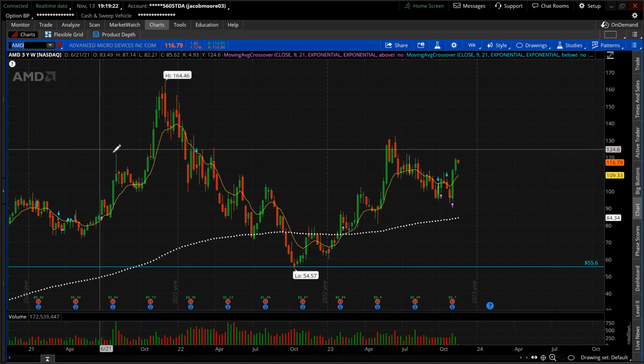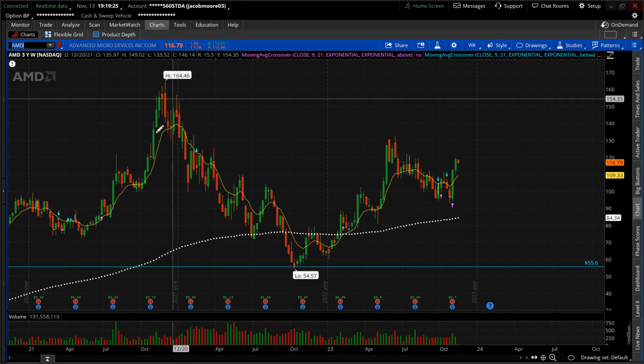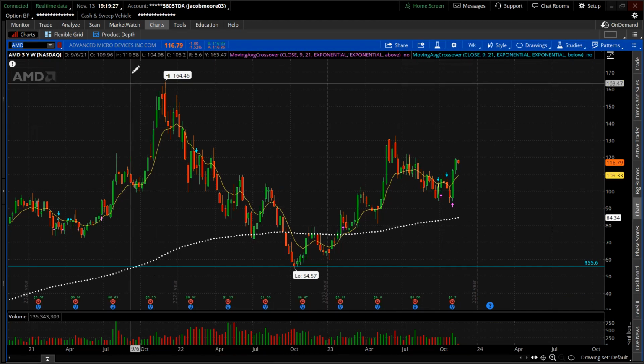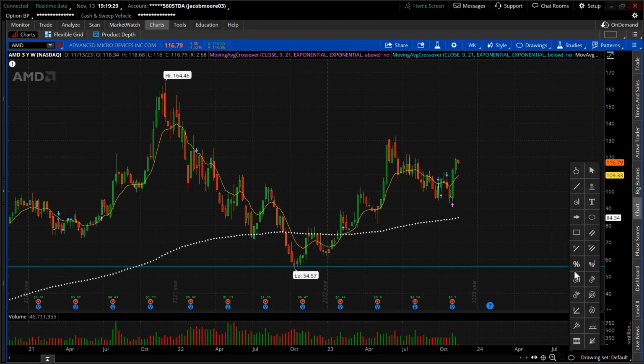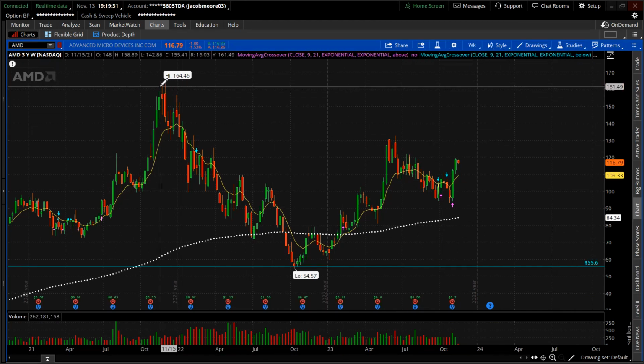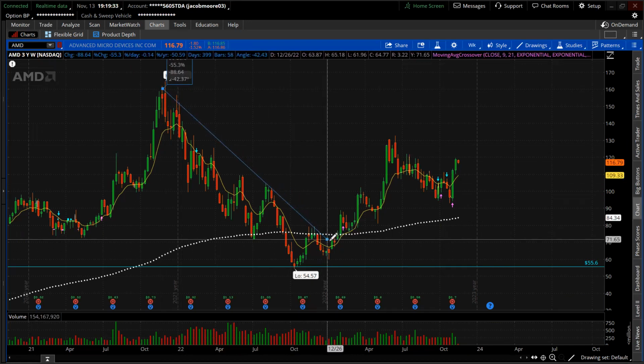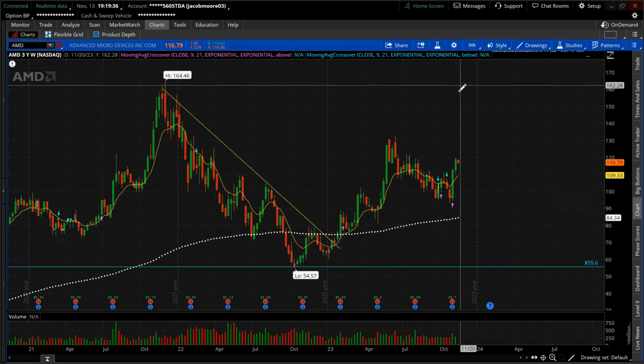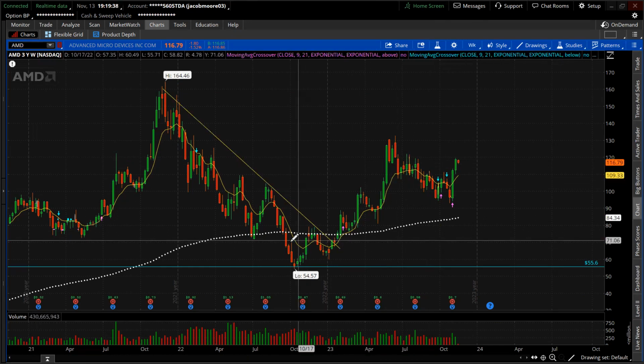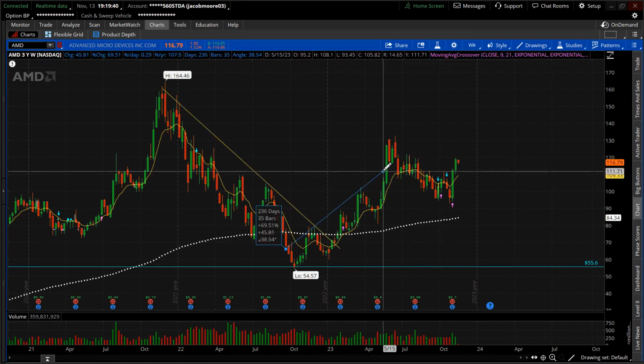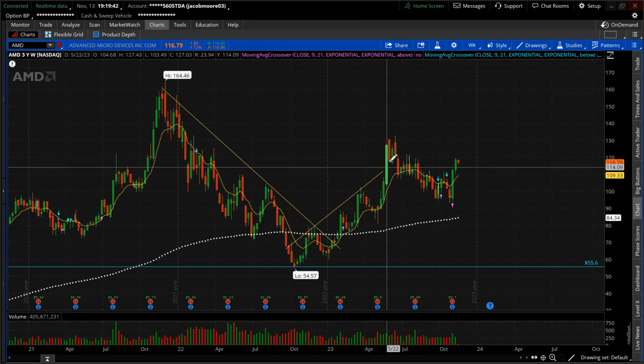So right here, you can see that there's pretty much a head and shoulders that broke down to here. We can do a pretty easy trend line right here. Once that broke, now we're above that trend line. You can do a trend line this way. Once that broke, it shot up.